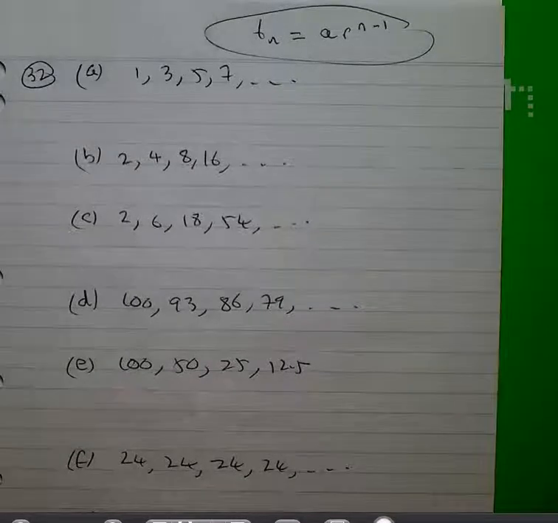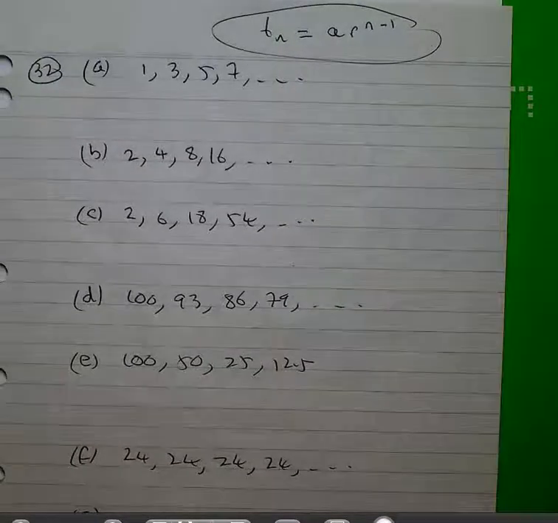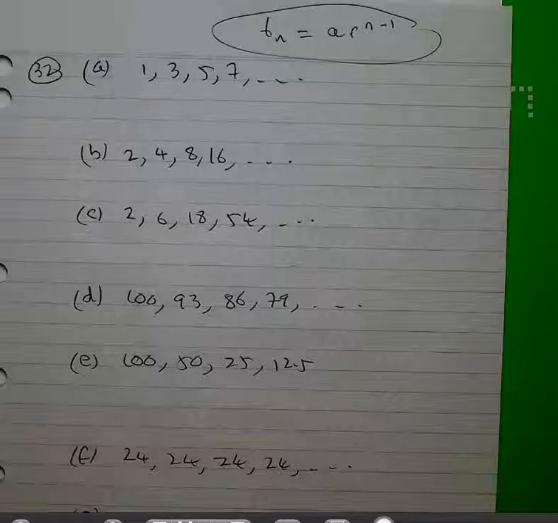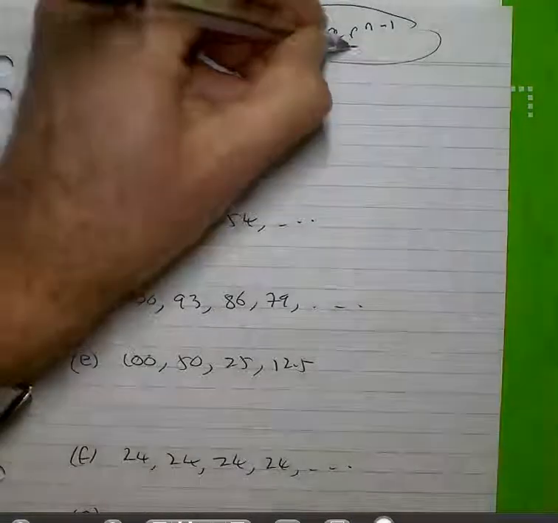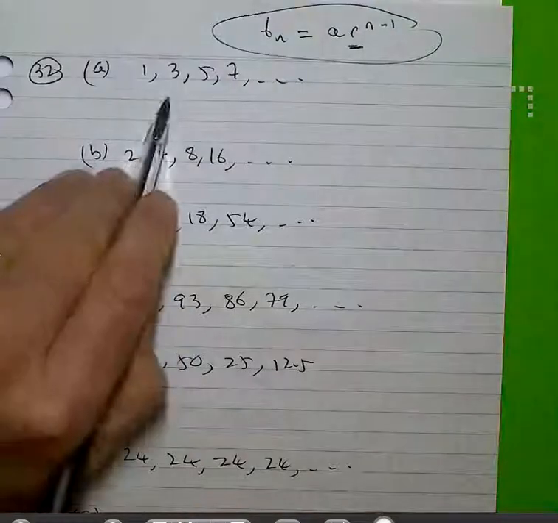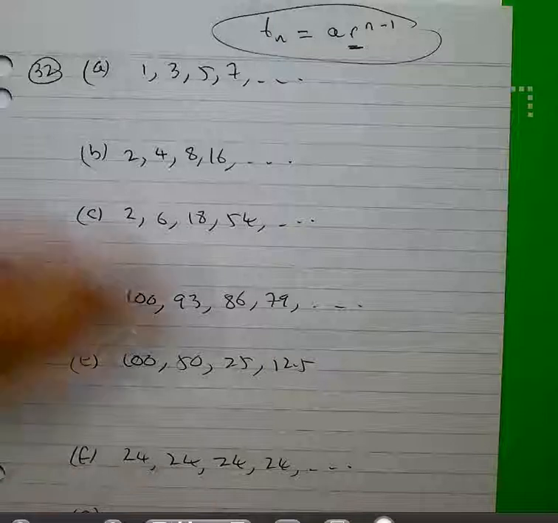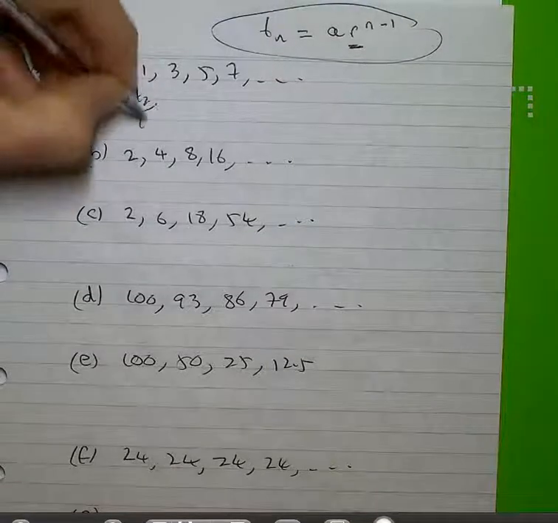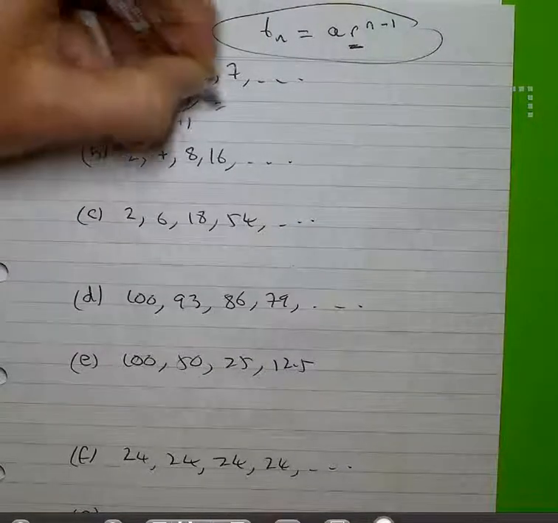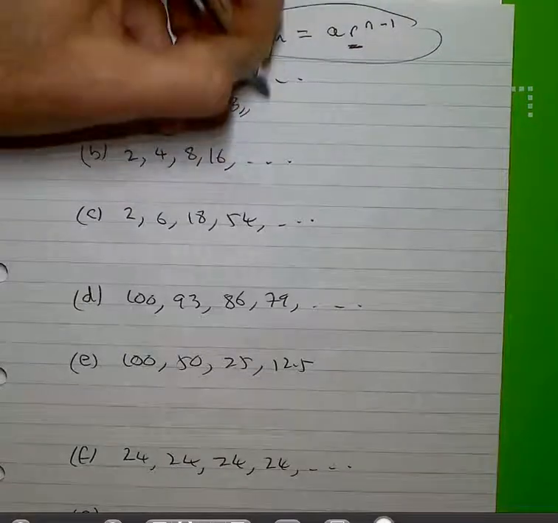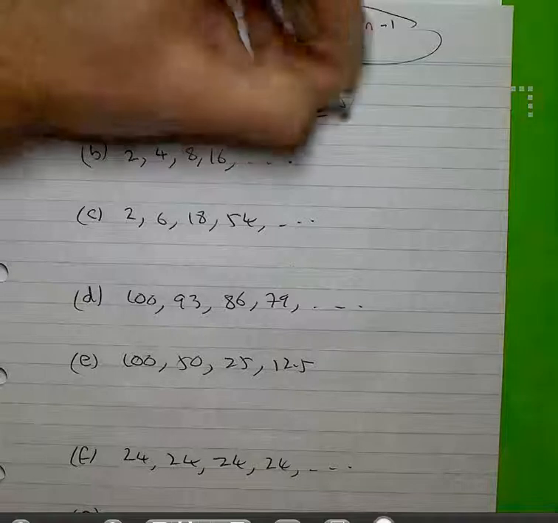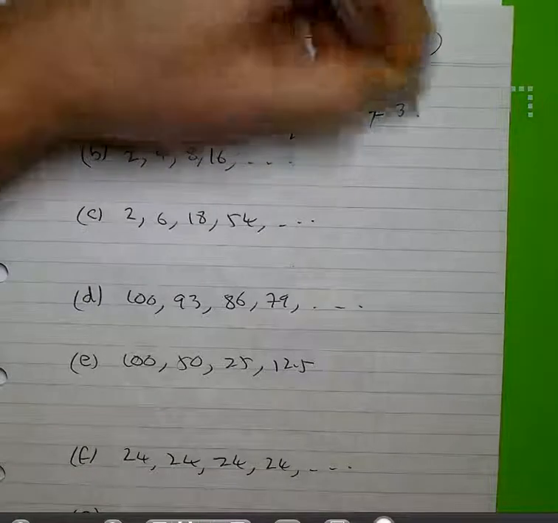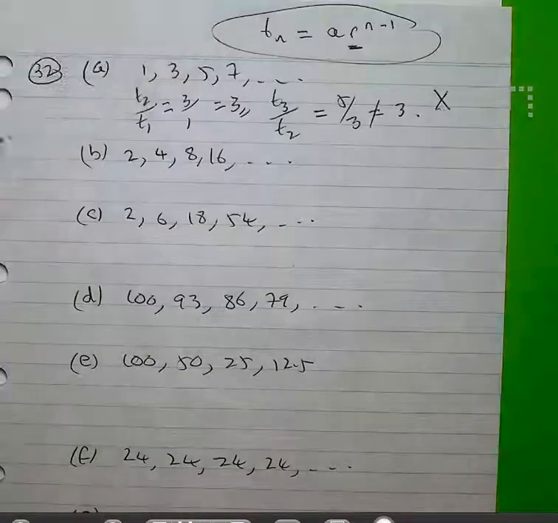In question 32, you're asked to see which of those processes is a geometric sequence or otherwise. Now, a geometric sequence is distinguished by the fact that each term is multiplied by a common ratio to get to the next one. Now, if that was the case, T2 over T1, 3 over 1, would be equal to 3. Now, clearly, T3 divided by T2, which is 5 over 3, doesn't equal 3. So that isn't a geometric sequence.